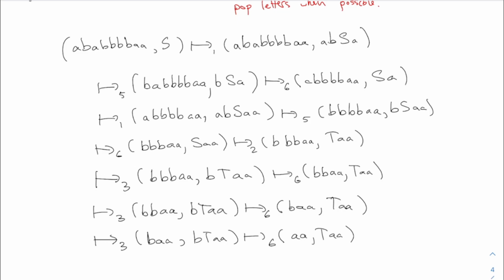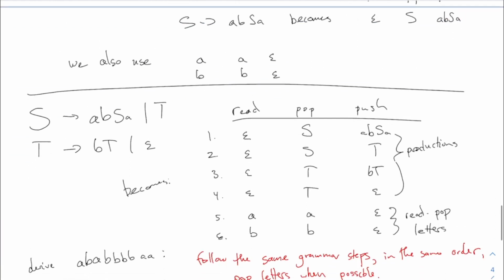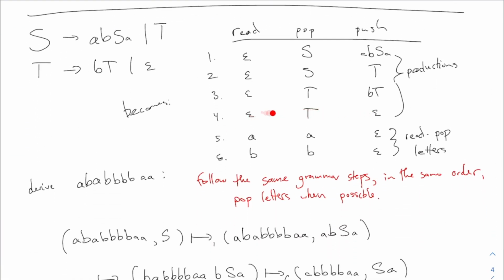All right, I have 2 A's left in the input. They are going to naturally cancel with the 2 A's that I see on the stack. The next grammar step that I did at this point in my grammar derivation: I have just done T goes to BT 3 times. And then I go T goes to the empty string, and we'll be done. So that should be rule number 4. T becomes the empty string.